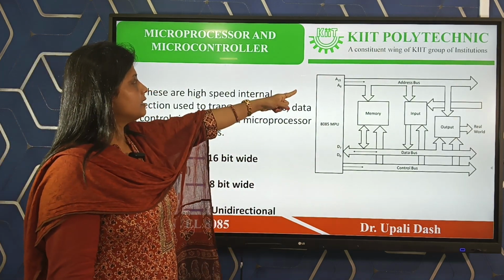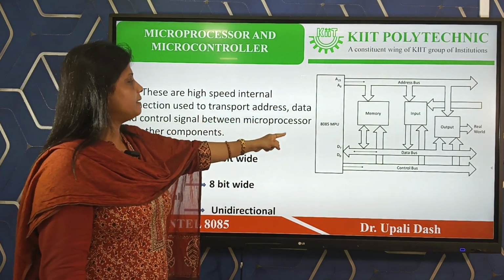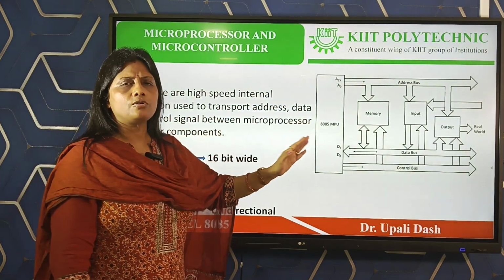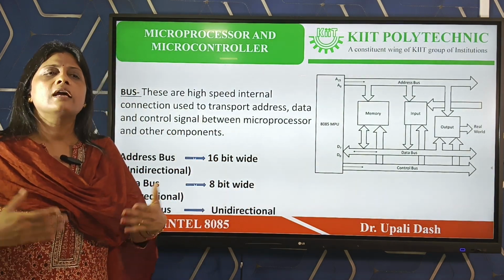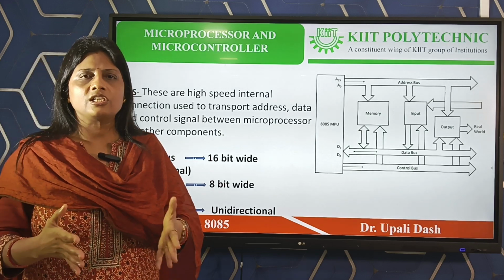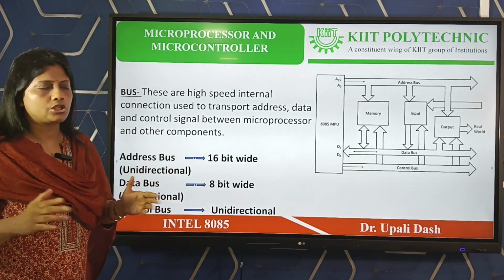Now see, 16 bits wide means A0 to A15 address bus, and 8 bits wide means D0 to D7 data bus. The control bus has no bit size because it carries control signals like clock signal, read signal, write signal and latching signals. So there is no bit specification.